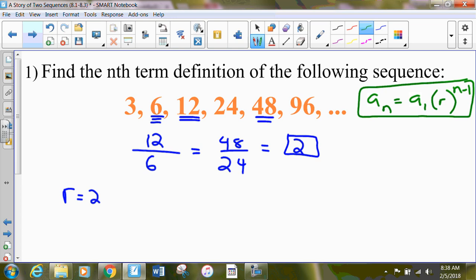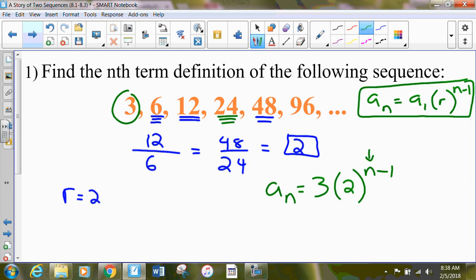So here we go. To find the nth term definition that describes this geometric sequence, we're going to put in our first term, which is 3, and we're going to plug in our common ratio, r, and that's it. So let's say we wanted to know our fourth term. Well, we already know it's 24, but if we plugged a 4 in for n, we'd get 2 to the third power, which is 8. 8 times 3 is 24. Woo woo. This formula works.